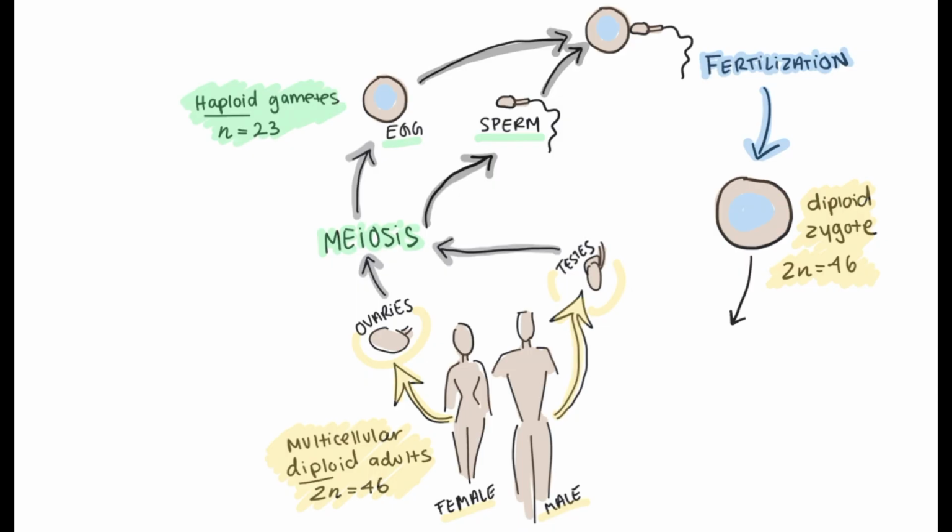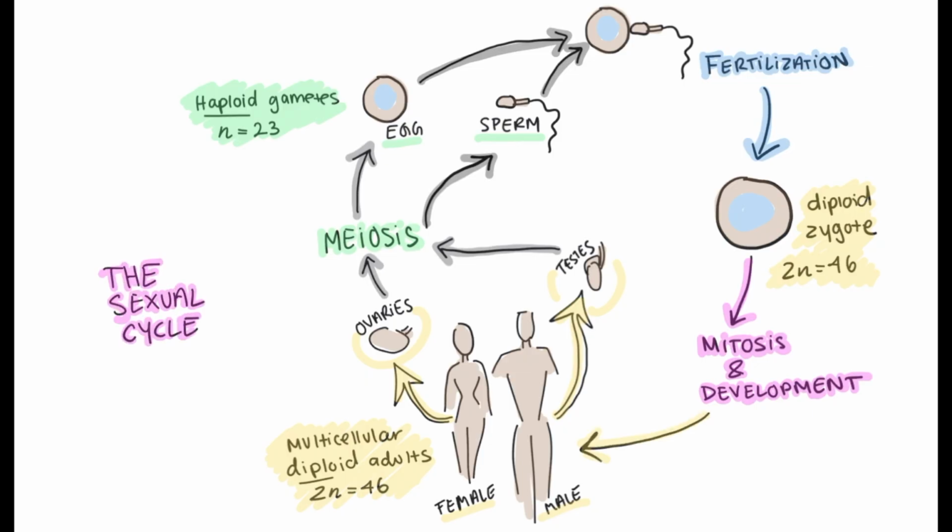From that zygote, mitosis takes over, creating all new cells of the growing organism. So, in short, meiosis creates gametes, fertilization restores the diploid state, and mitosis builds the multicellular body.